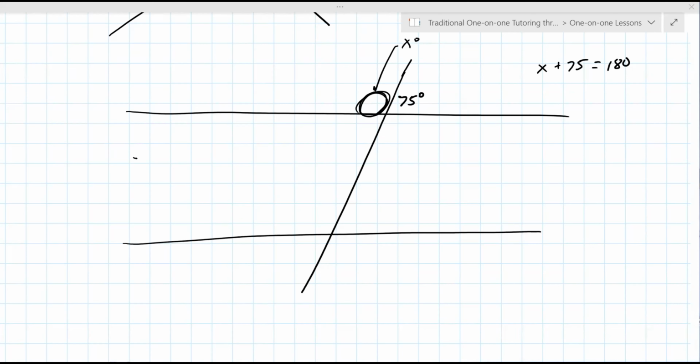Wait a minute. Hold on. 115. Try again. Oh, wait, 105. So this angle that's to the left here is 105 degrees. Now vertical angles says that 75 is the same as this one here. This is also 75 degrees. What does this angle measure here? It has to be the same as this other angle measure.